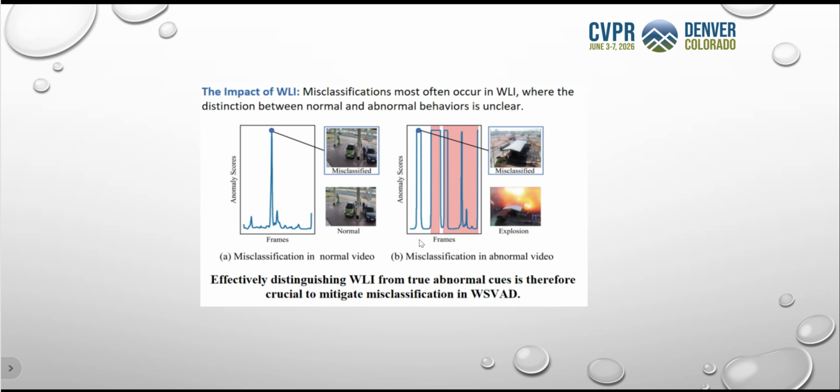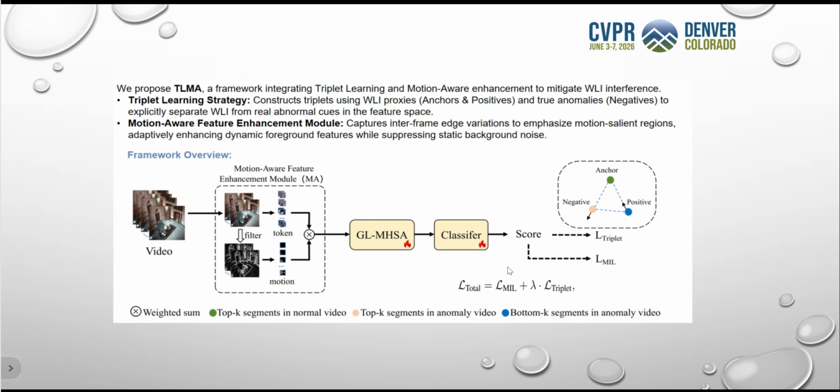Since increasing fine-grained annotations is practically infeasible due to the extreme costs, effectively distinguishing WLI from true abnormal cues is crucial to mitigate misclassifications. This strongly motivates our proposed framework. We propose TLMA, a framework integrating triplet learning and motion-aware enhancement to mitigate WLI interference. The triplet learning strategy constructs triplets using WLI proxies, anchors and positives, and true anomalies, the negatives, to explicitly separate WLI from real abnormal cues in the feature space.